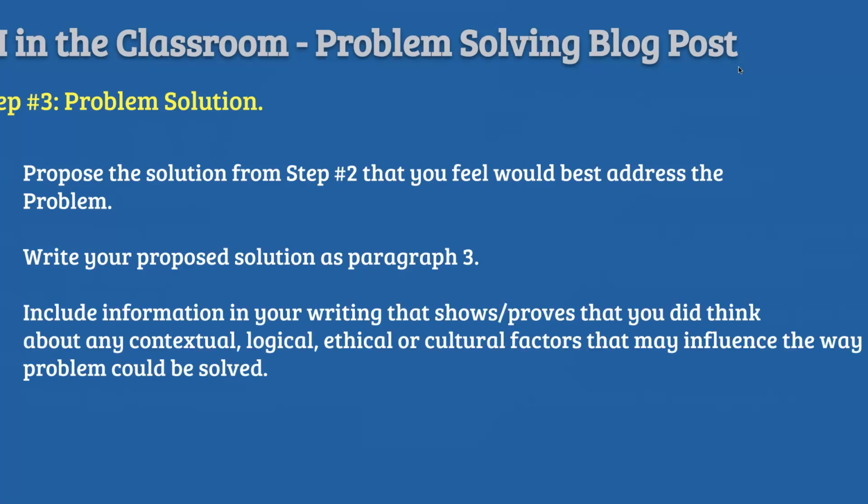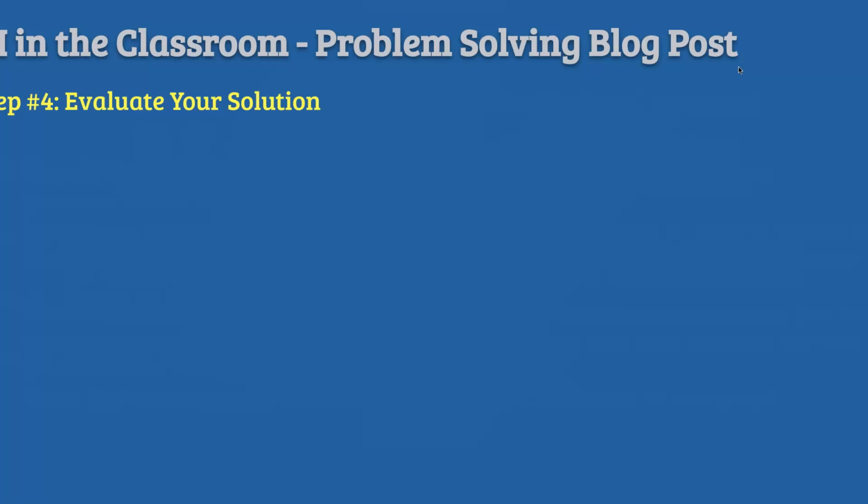As part of that paragraph, include any information in your writing that shows or proves that you did think about all those contextual, logical, ethical, or cultural factors that may influence the way the problem could be solved. So just make that part of your why this is the best solution that you can come up with for this particular problem.